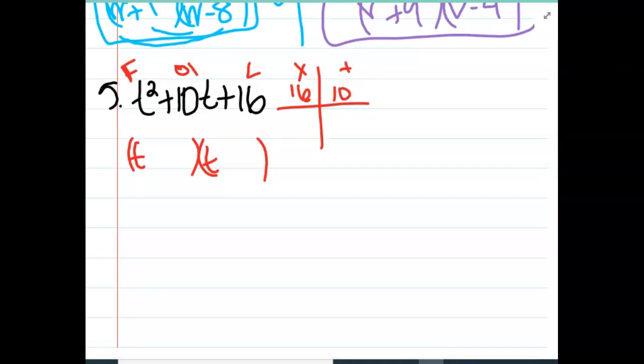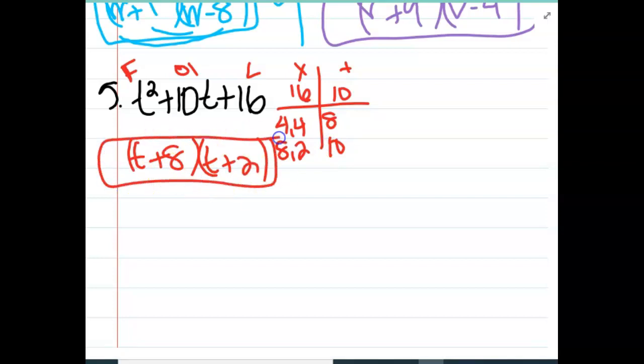So what are some things that multiply to give me 16? 4 and 4. Now if you plugged in a 4 and a 4, it'd be 4t and 4t, which would give me 8t. Okay, I'm looking for a 10. What else multiplies to give me 16? 8 times 2. And 8t and 2t would give me 10t. So those are the ones we're looking for. t plus 8 and t plus 2.